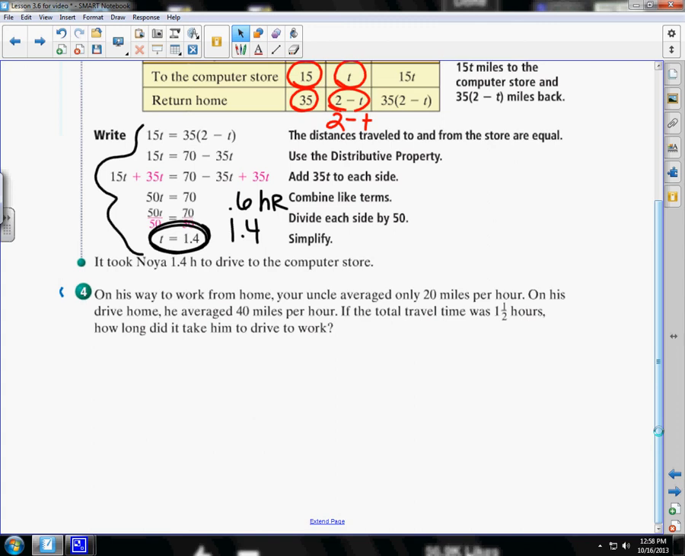On his way to work from home, your uncle averaged 20 miles per hour. On his drive home, he averaged 40 miles per hour. If the total travel time was 1.5 hours, how long did it take him to drive to work? So try this problem, and then we'll correct.